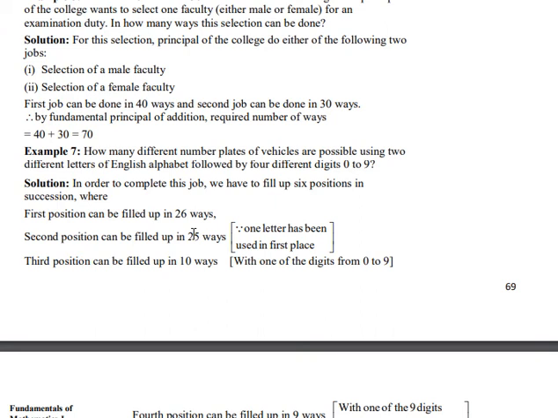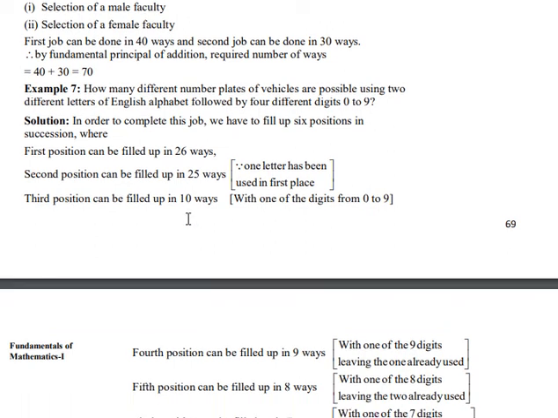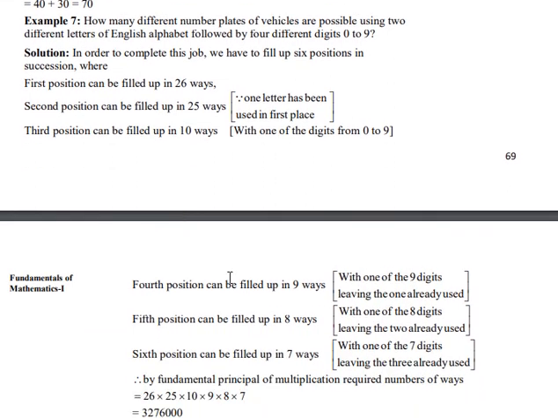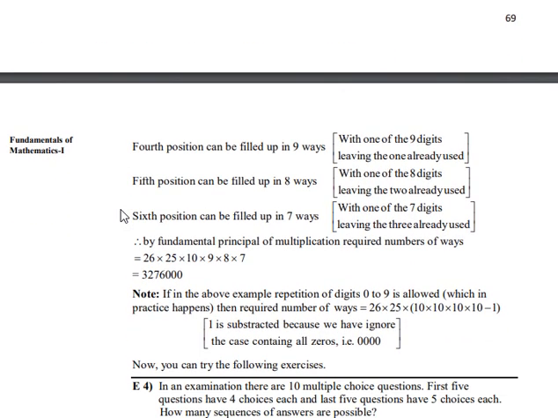to Z. If the first is filled with B, the second one could be filled with A till Z except B. So there are 26 into 25 ways for the first two letters. And then for the last four numbers, the first number you could fill in 10 ways because 0 till 9, then the second would be 9 ways, 8 ways, 7 ways, similarly as you saw in the 26 and 25 ways portion.